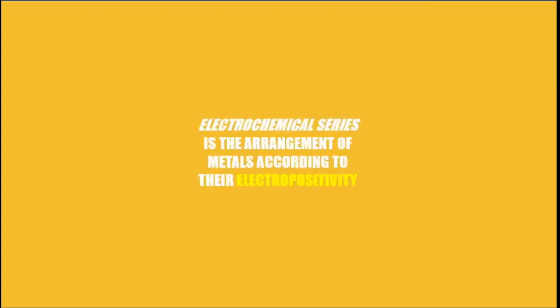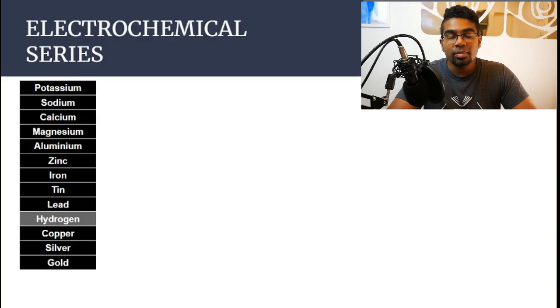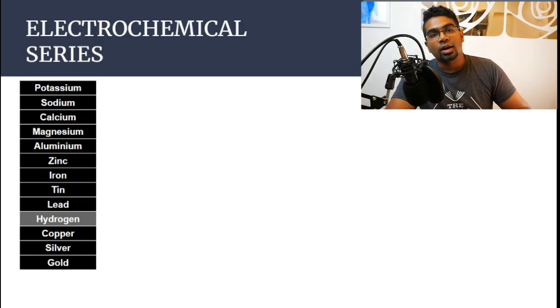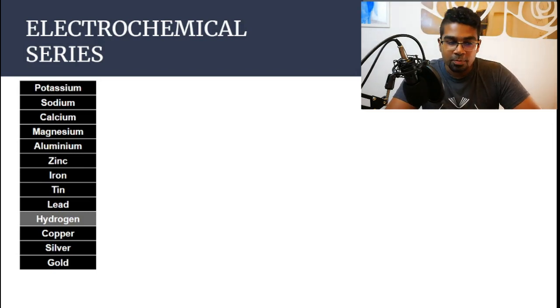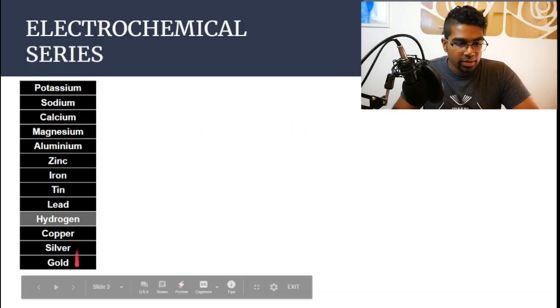So of course the obvious question is, what is the electrochemical series? The electrochemical series is basically an arrangement of the metals according to their electropositivity. So let's look at the electrochemical series. This is the arrangement from potassium right down to gold.